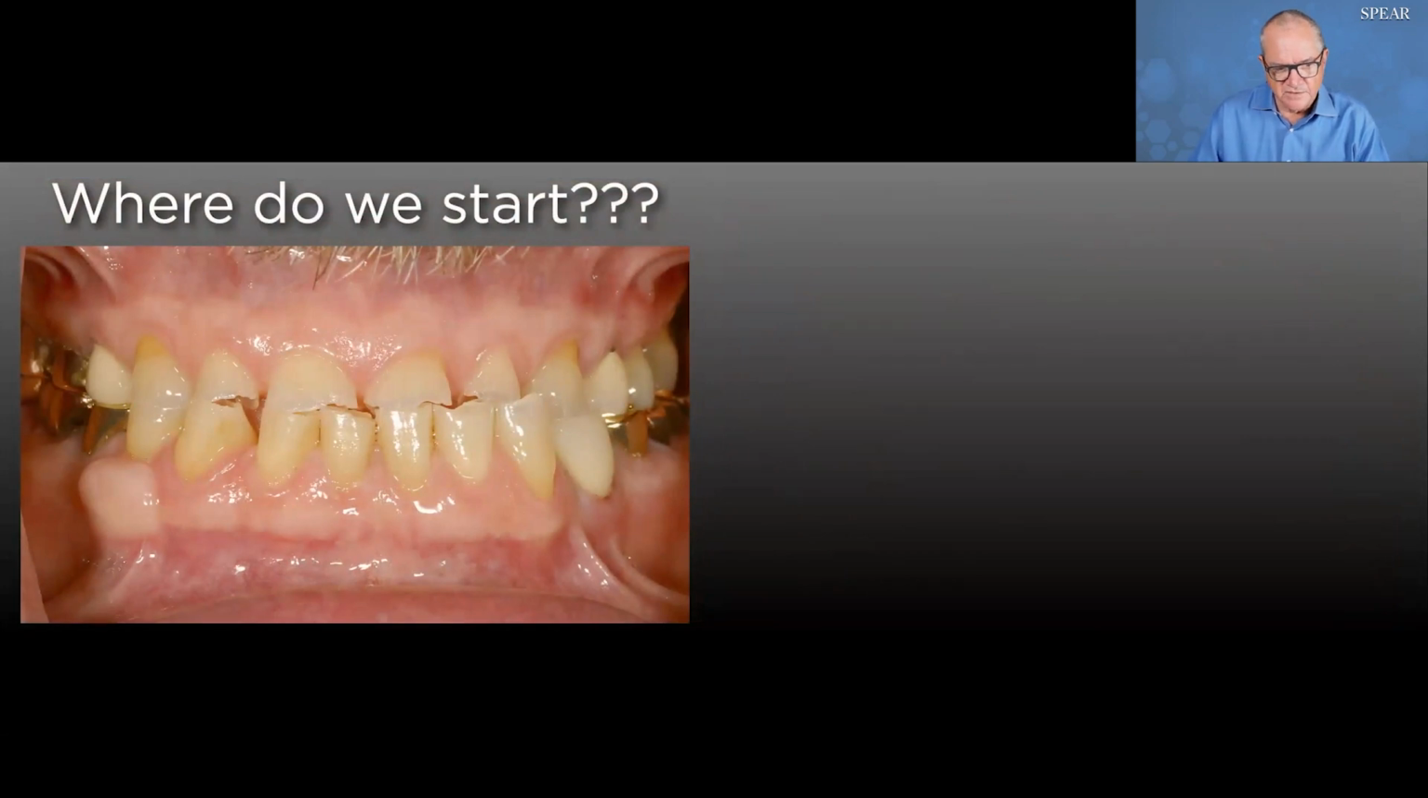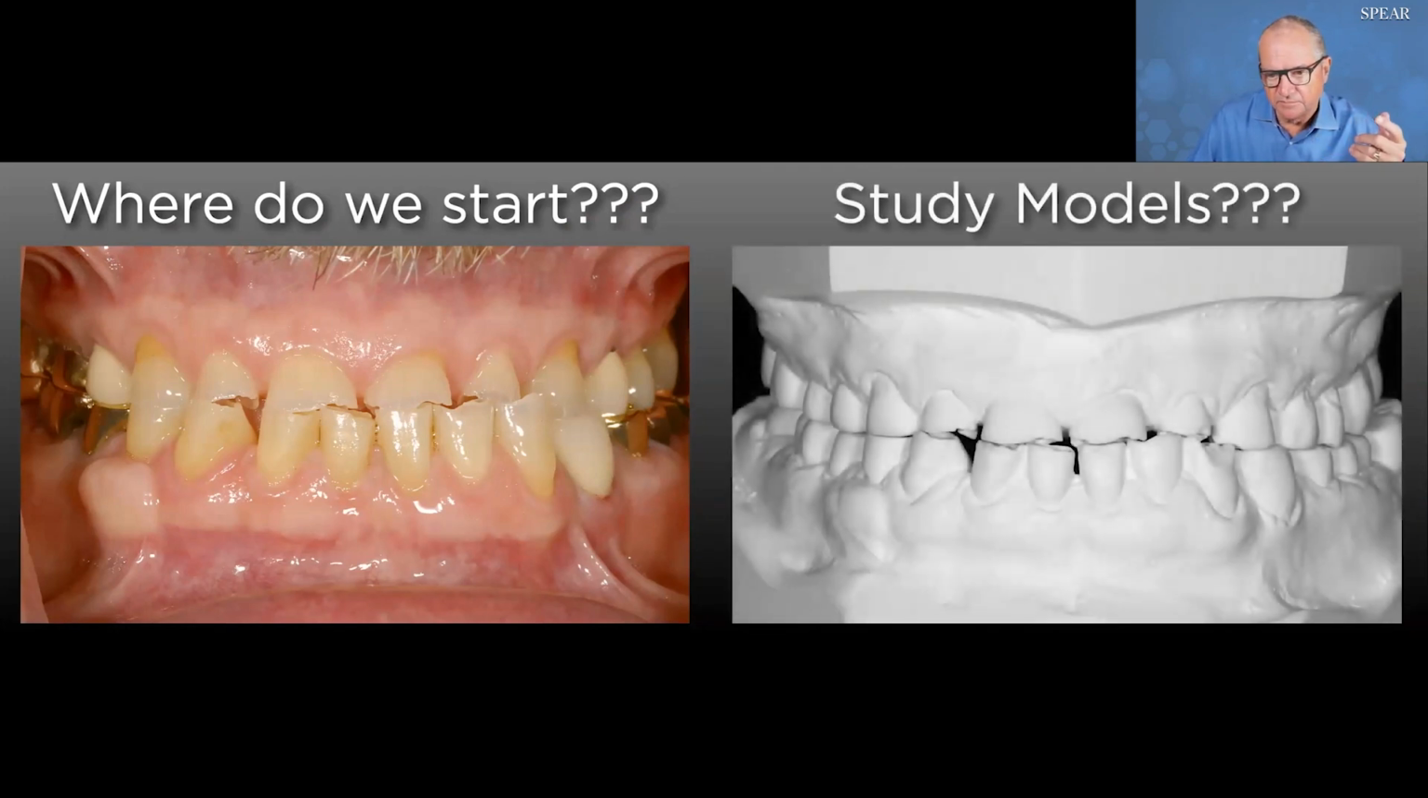All right. So when this patient comes into your office next week, where do you start? Where do you start the planning process? Well, you're going to need models, but guess what? Models aren't going to help you with the treatment planning. They're not. They're a tool in the treatment planning.